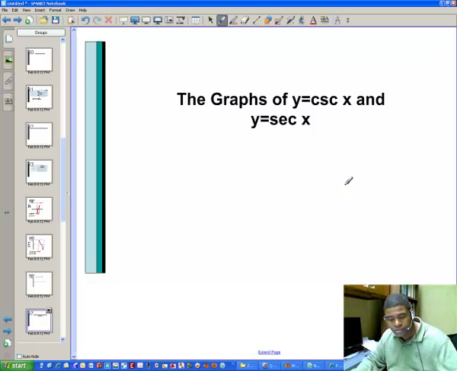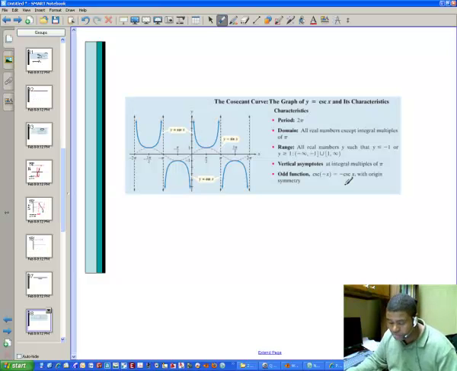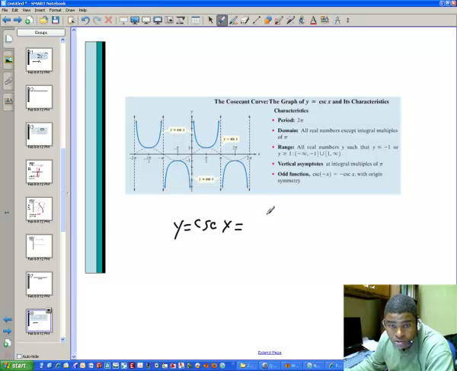Now we want to take a look at the reciprocal functions of the sine and cosine. So here we have y is equal to the cosecant of x, which will be the reciprocal of the sine of x. If we take a look at the characteristics, we have the period, which is 2 pi, which is the same. The domain is different because we actually have 0 in the denominator at certain values. So we have all real numbers as a domain except multiples of pi.